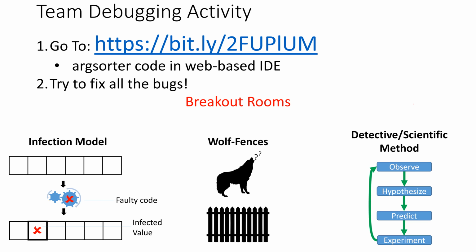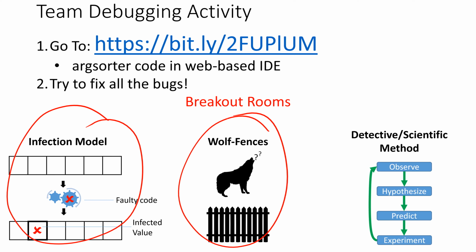Go to this online IDE, which actually has a debugger in it, and try to fix the bugs. I want you to try to use these models. Think about how to do this efficiently. There are relatively fast ways to do this, and there are painful ways. A painful way is to sit there staring at the code, because we intentionally gave you a sorting algorithm that's not that easy to understand. That's part of the lesson. If you just sit there staring at the code, it might take you a while. But if you use the wolf fence method, get some observations from the program, and make a hypothesis, it's not that bad to fix.